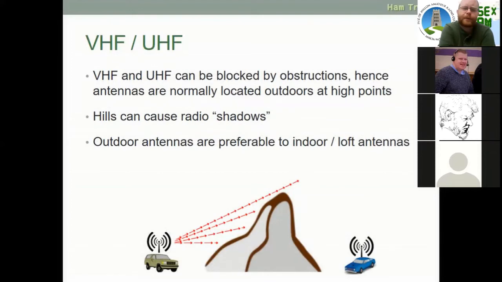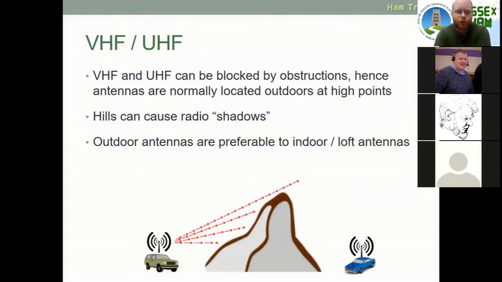It can also be blocked by obstructions, hence antennas are normally located outdoors at high points. As I said, when I'm inside my house, my radio is not particularly good. So if you have a building between yourself and another station or a range of hills, that is going to affect your range whilst transmitting.